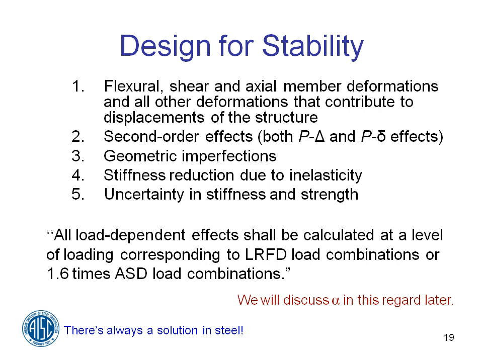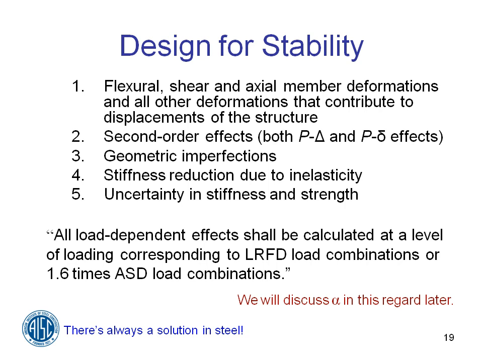So number 1, flexural, shear, and axial member deformations must be considered, and all other deformations that contribute to the displacement of the structure. Seems like a rather logical thing. Number 2, second order effects, both P delta, P big delta, and P little delta. The sway and the member effects must be considered. Number 3, geometric imperfections. Number 4, stiffness reduction due to inelasticity, and they come from residual stresses primarily. And 5, uncertainty in stiffness and strength.